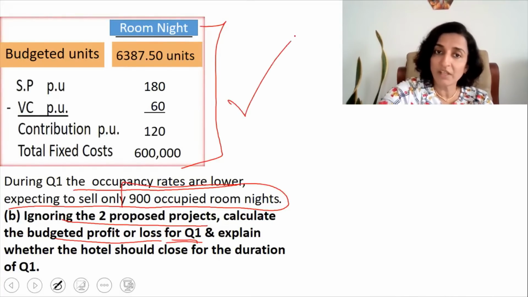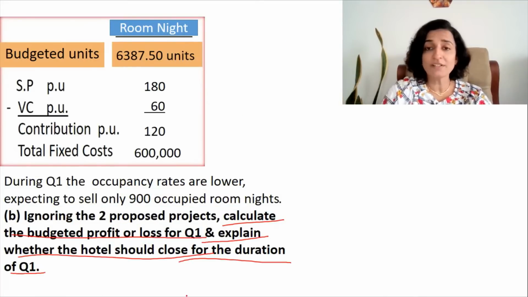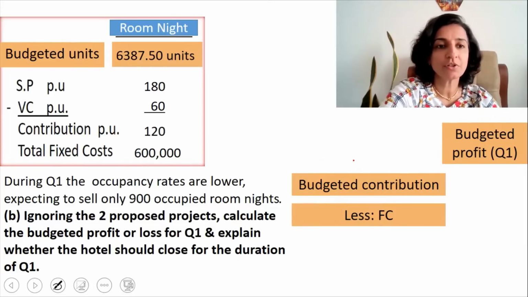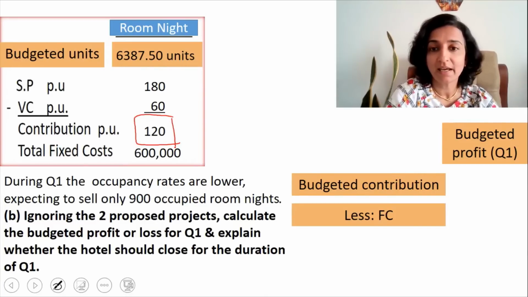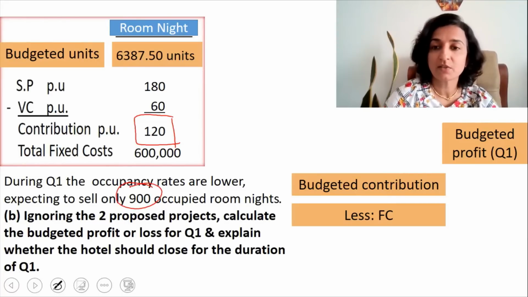So we need to base our calculations on the above format. What is a budgeted profit? Budgeted profit for Q1 is given by budgeted contribution less the total fixed cost. So what is a budgeted contribution? For one unit, the contribution is 120, and the budgeted number of units for Q1 is just 900 room nights. So the budgeted contribution will be 900 into 120.